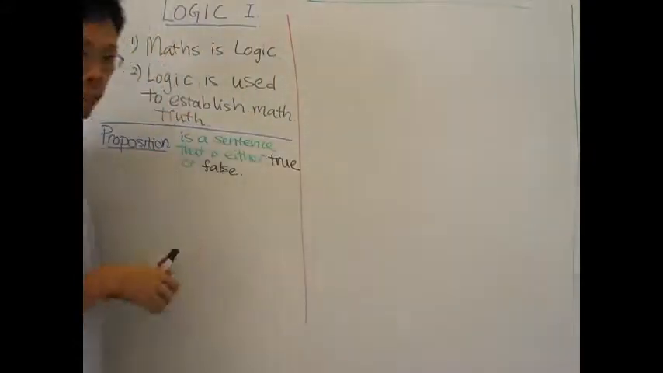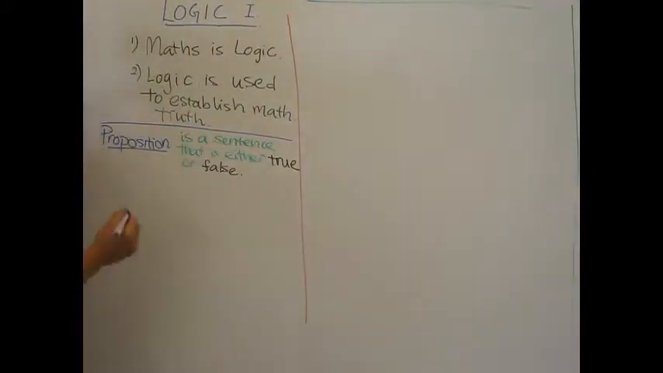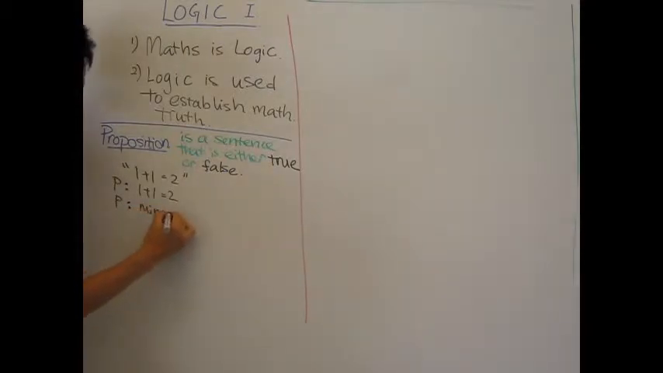And a proposition can be written in many ways. For example, 1 plus 1 is 2. This is a proposition. Usually we denote a proposition using a small letter like this. P is a proposition that says 1 plus 1 is equal to 2, for example. Or p is another statement that says, for example, Ming is a student.